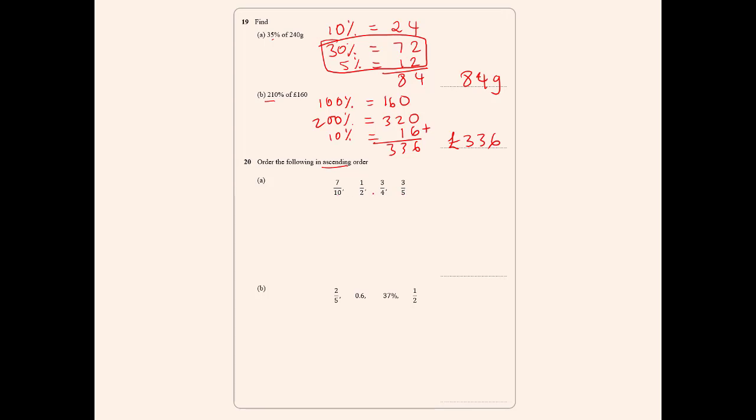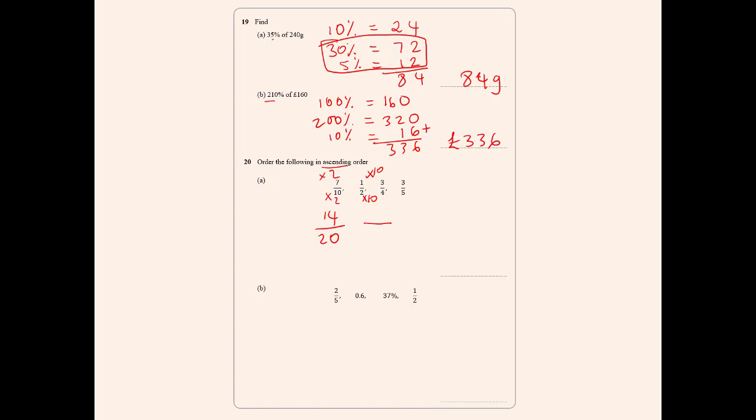So all the denominators are different, so we are going to make the denominator same or find the common denominator. So we can see 10, 2, 4 and 5. The lowest common multiple is going to be 20. So times it by 2, times it by 2, that gives us 14 over 20. Times this by 10 and times this by 10. So just remember, whatever you times the denominator by, times the numerator by the same number.